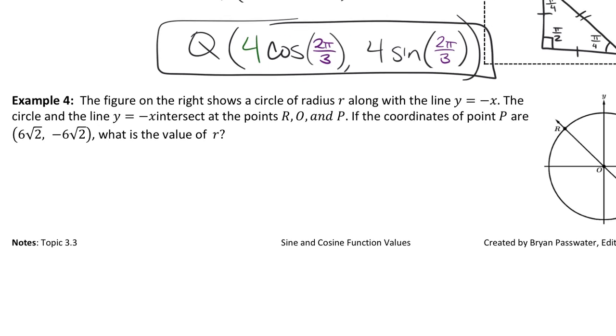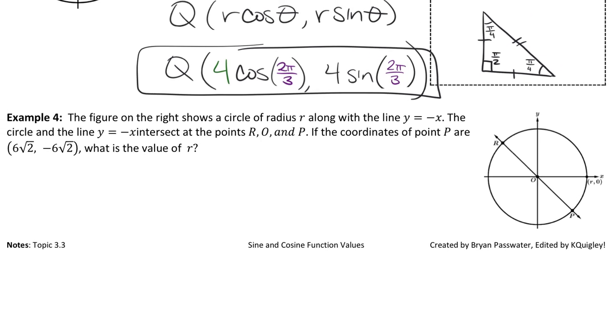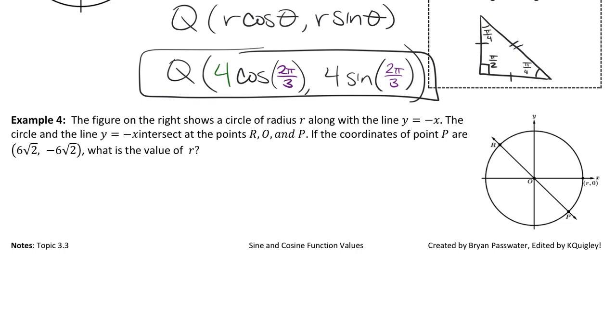So it says the figure on the right shows a circle of radius r along the line y equals negative x. I've got to zoom out further to see this. So here's our negative sloped line, slope of negative 1, going through the origin, classic linear function. The circle on the line y equals negative x intersects at the point R, O, and P. If the coordinates of point P are 6 square root 2, comma negative 6 square root 2, what is the value of r?